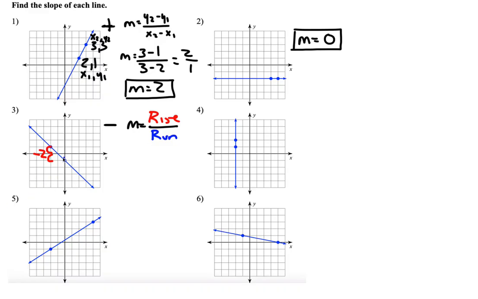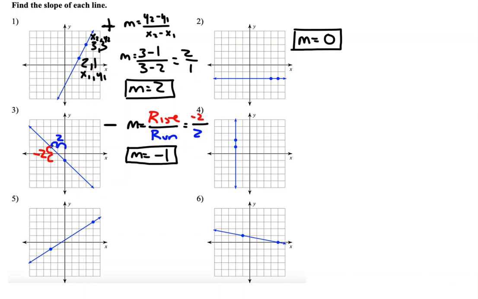And how much do I run from this point to this point? I run from here to here 1, 2. So if I do this out, this whole thing is going to be equal to -2 over 2. Which, if I do that out, a negative over a positive is going to be negative, and 2 over 2 is just 1. So my slope is going to be -1.